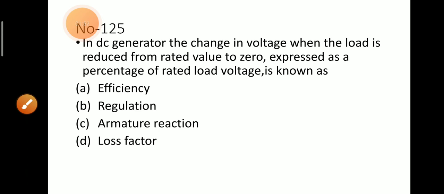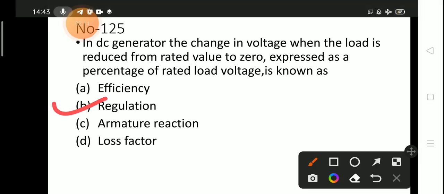Okay, next question. In a DC generator, the change in voltage when the load is reduced from rated value to 0, expressed as a percentage of rated load voltage, is known as A. efficiency, B. regulation, C. armature reaction, D. loss factor. And the answer is B, regulation. In short, armature reaction means the reaction of the armature mmf on the main mmf. And efficiency, you know, is output by input.